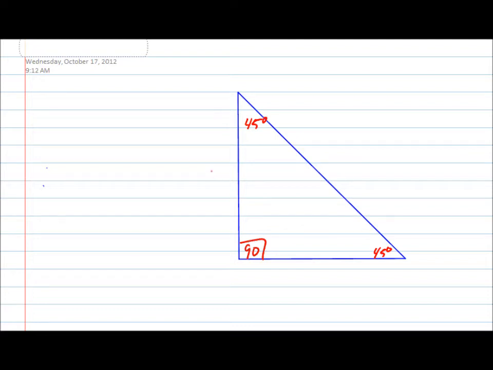This side and this side are both going to have the same length because you've got a 45-degree angle, so since the angles are the same, the opposite sides are going to be the same. And then if we do the Pythagorean theorem, we have a squared plus b squared equals c squared, and this is side A, and this is side B, and this is side C.